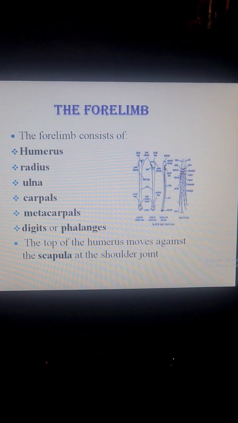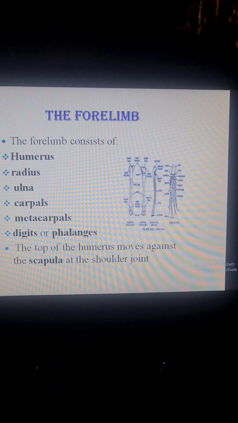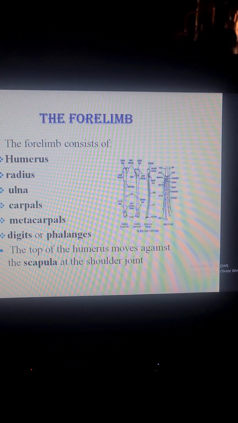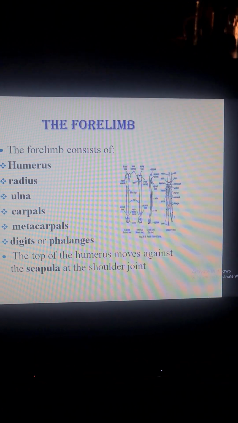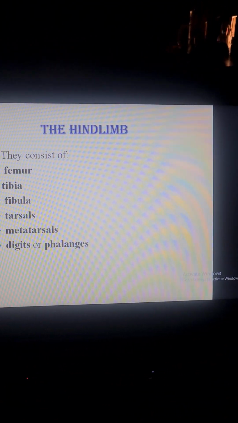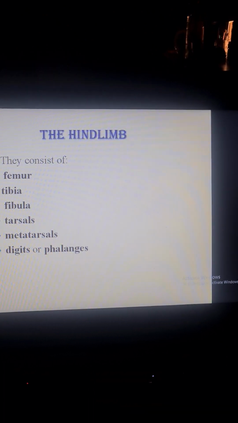The forelimbs. The forelimbs consist of the humerus, radius, ulna, carpals, metacarpals, and digits, or phalanges. The top of the humerus moves against the scapula at the shoulder joint. The hind limbs consist of the femur, tibia, fibula, tarsals, metatarsals, and digits, or phalanges.